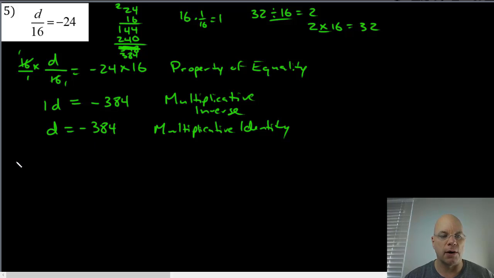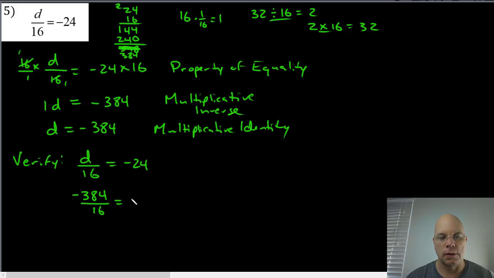But we would never stop there. We would always verify our solution. So I already wrote the verify. If you look on your homework, I rewrote the equation for you. Normally you would need to do this for yourself. You start with the initial equation, and then you substitute in the value that you think d is. You think d is negative 384, so you substitute d for negative 384. And that property is substitution.